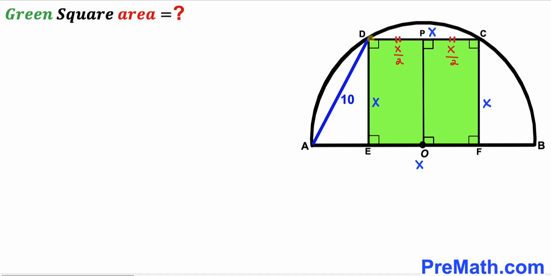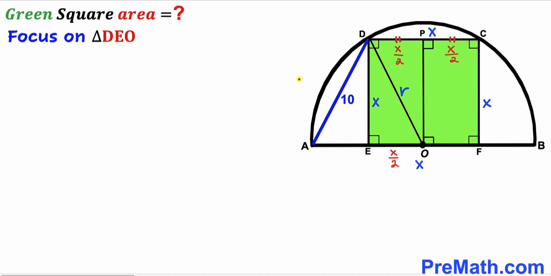And since these two segments DP and EO are equal in length, this segment EO turns out to be x divided by 2 as well. In this next step, I am going to connect this center O with this point D, as you can see in this next step. Now let's make an observation. We can see this OD is the radius of this semicircle, so I'm going to label that one as lowercase r.